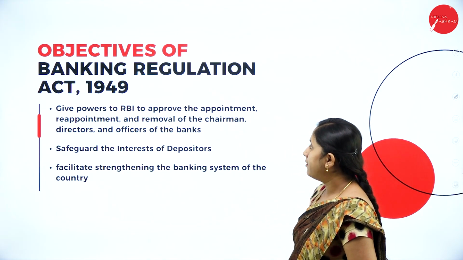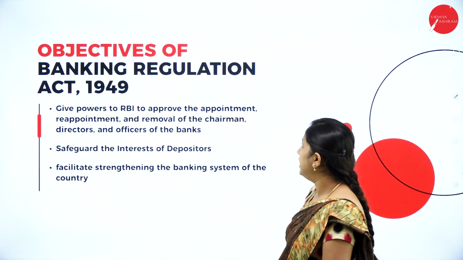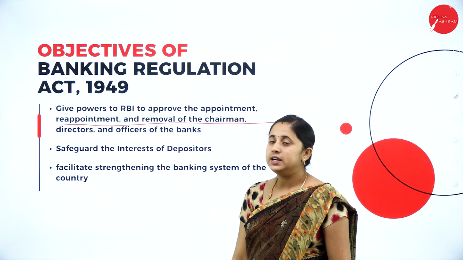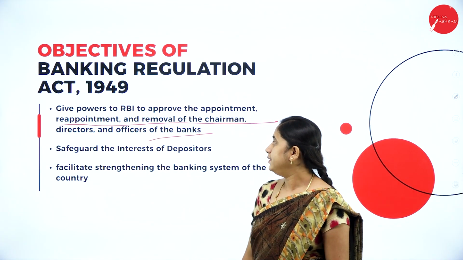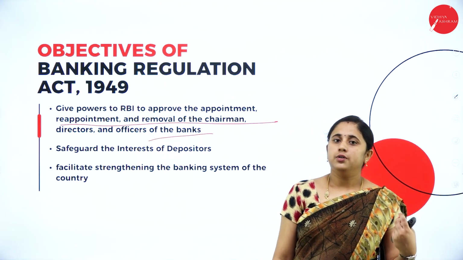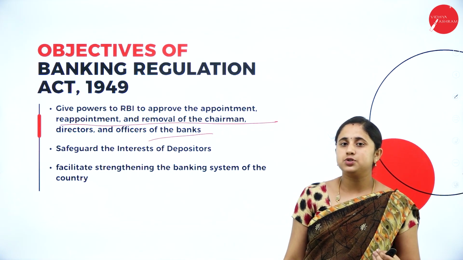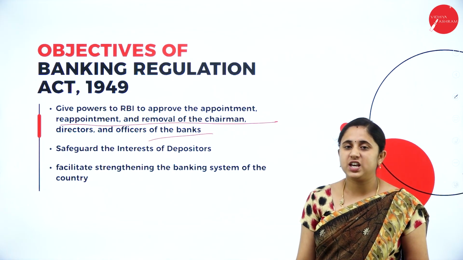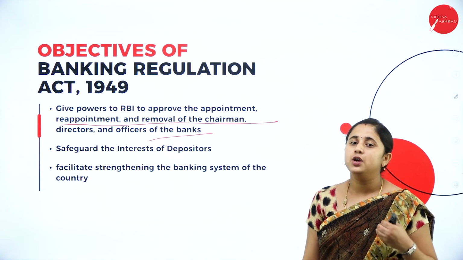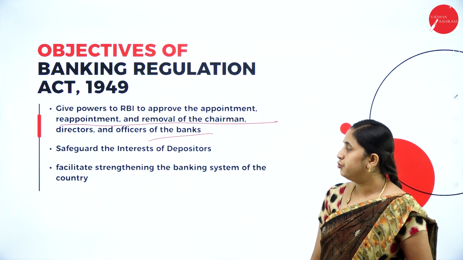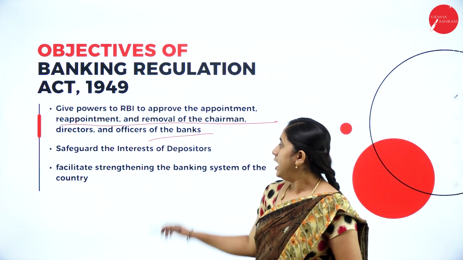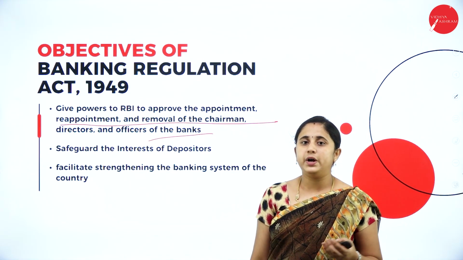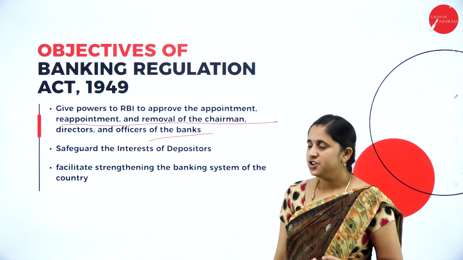Next, it gives power to RBI to approve the appointment, reappointment and removal of the chairman, directors and officers of the banks. So through this act, RBI got the power to appoint, reappoint and remove the chairman as well as the directors and officers of the bank.